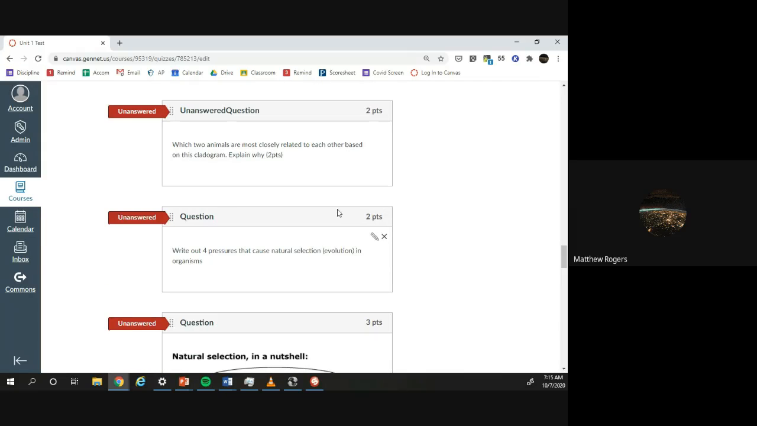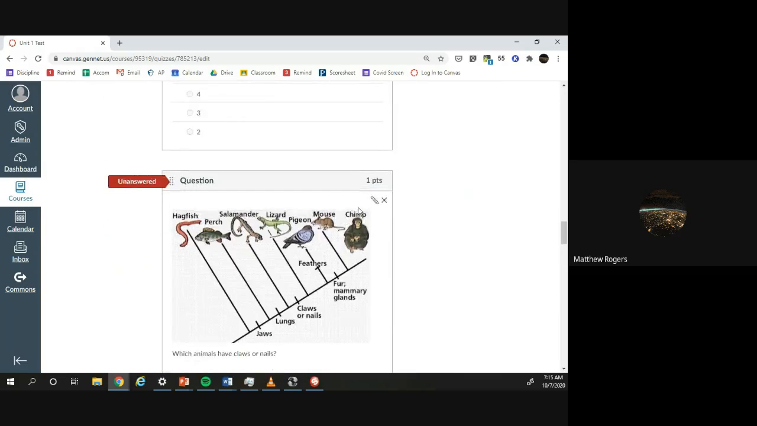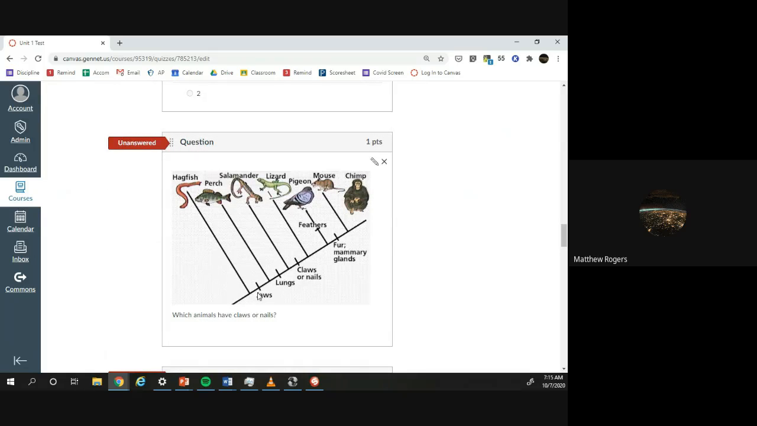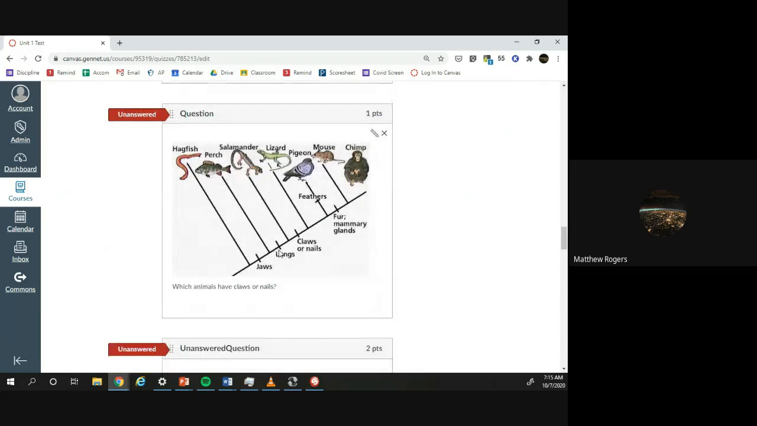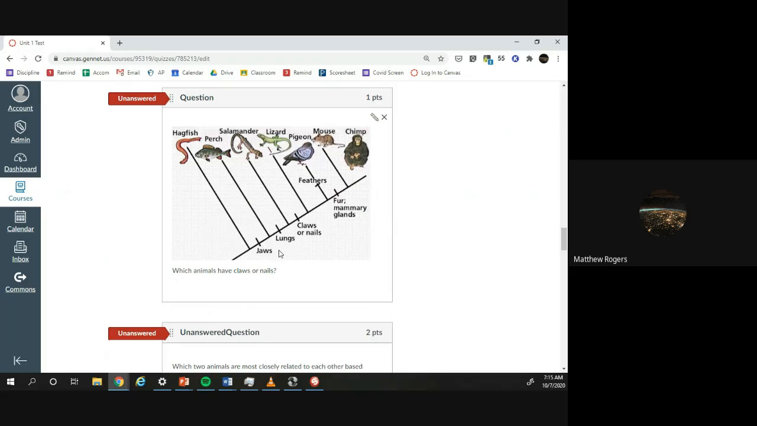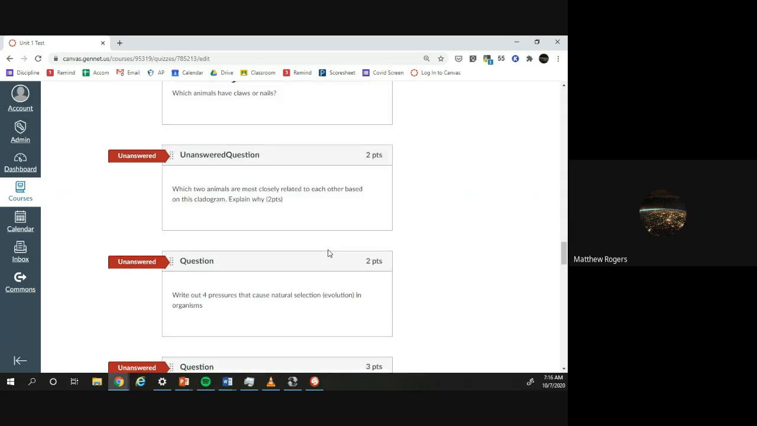Which 2 animals are most closely related to each other based on this cladogram? Explain why. So looking here, all of these have a different trait in between them on the cladogram. So we're basing this on the cladogram, not real life. We talked about in cladograms that if you have no differences between you, you're most related. The most related is mouse and chimp. There's no differences between them. They both have jaws, lungs, claws or nails, feathers, fur, and mammary glands. Everybody else has 1 or 2 differences between the next person over.